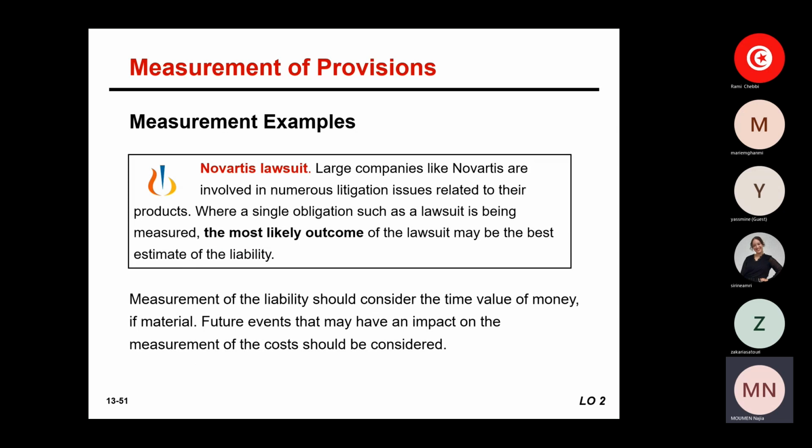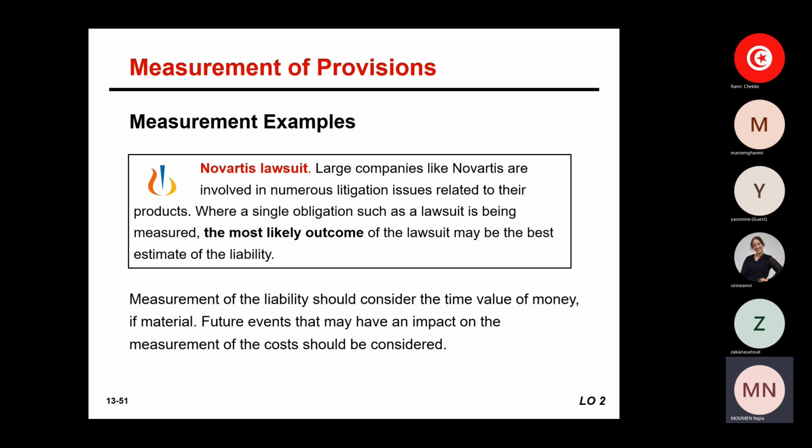For example, for warranty, for refunds here, for lawsuit. Large companies like Novartis are involved in numerous litigation issues related to their products. Where a single obligation such as a lawsuit is being measured, the most likely outcome of the lawsuit may be the best estimate of the liability. So here, for a lawsuit, we have different scenarios, and we just need to pick the most likely outcome. Okay, what is the scenario that is really more probable regarding the outcome of that lawsuit, compared to the other scenarios. Okay.